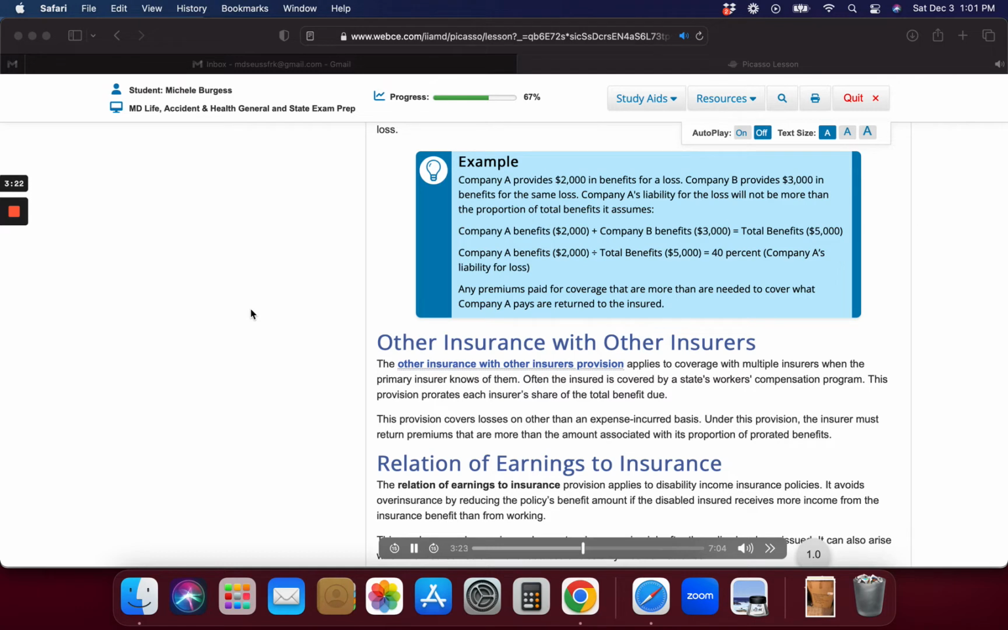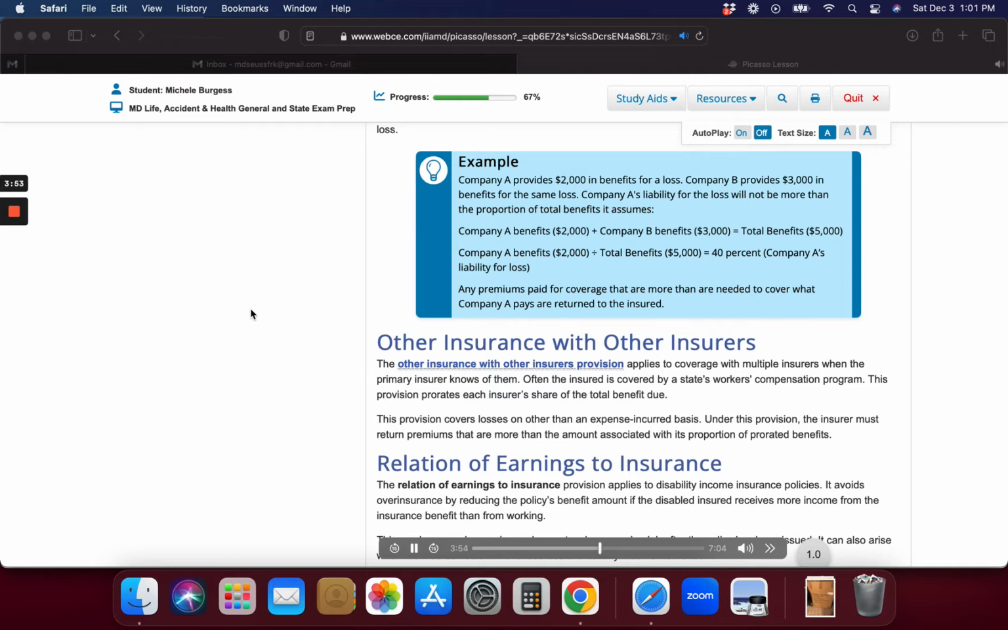Other insurance with other insurers. The other insurance with other insurers provision applies to coverage with multiple insurers when the primary insurer knows of them. Often the insured is covered by a state's workers' compensation program. This provision prorates each insurer's share of the total benefit due. This provision covers losses on other than an expense incurred basis. Under this provision, the insurer must return premiums that are more than the amount associated with its proportion of prorated benefits.